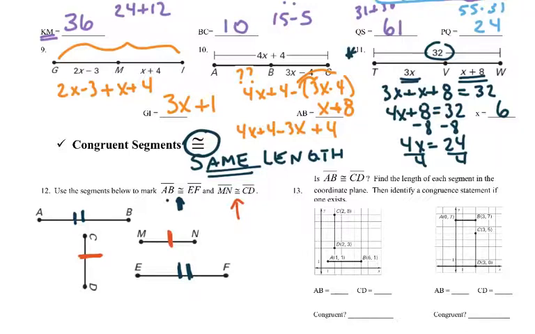Here they're asking, are these two segments congruent? Is AB congruent to CD? Well, we got to count. AB goes from 1, 1 to 6, 1. So 1, 2, 3, 4. It's a length of 5. And CD goes 1, 2, 3, 4, 5. So are those congruent? Yes, they are. They're both 5, so they're equal. Here, AB looks like it's only 1, 2, 3, where CD is 1, 2, 3, 4, 5. Are those congruent? They are not. They are not the same length.